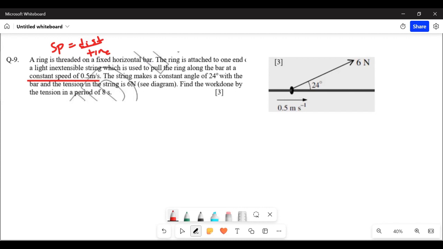Work done will be addressed in later chapters. And for now, you need to know that the work done is equal to force in the direction of motion times distance. I think let's not do this right now. This will come up again when we do the chapter on work done. Instead, let's do question number 10.